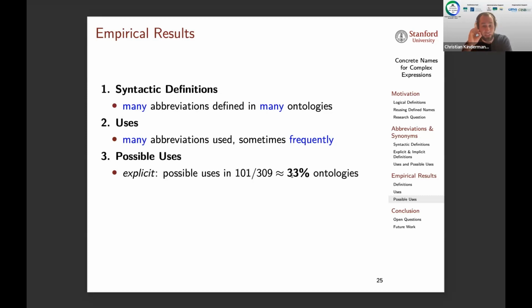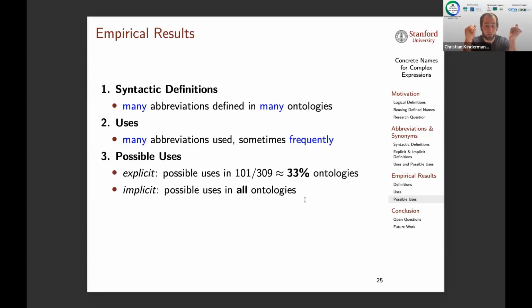So that seems to suggest that defined classes are in fact reused whenever they can be reused, right? And now the next interesting thing is looking at implicitly defined abbreviations, meaning now we have a named class that we can infer to be equivalent to a complex class expression, but this definition is not explicitly stated. And in these cases, I found possible uses for pretty much all the implicitly defined names.